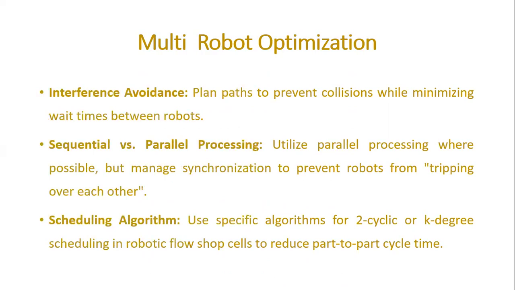The next one is the multi-robot work cell optimization. Here one can aim for collision avoidance. So prepare a plan in such a way that we can prevent collision by minimizing the waiting time between the two parallel robot workstations. At the same time, we can utilize both sequential and parallel processing of work activities in order to manage and synchronize the group of multiple robot assembly units. Then use standardized scheduling algorithms in order to prioritize the job batches according to the due date constraints.